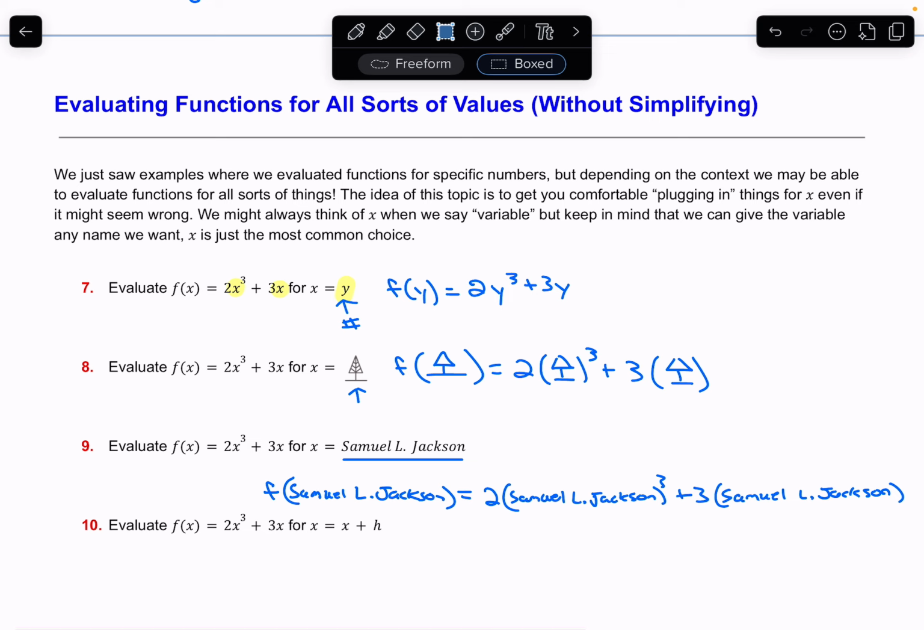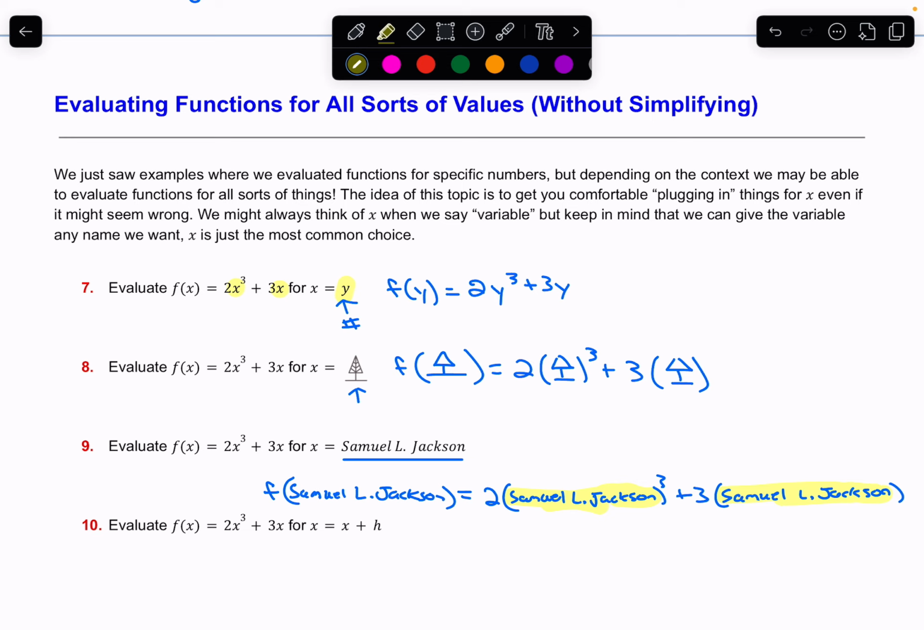Jackson. Samuel L. Jackson, I know, is a person, but you have to think of it as just a name for a variable. So we could define Samuel L. Jackson to be anything later on, and all this does is put a placeholder there, where later on if I tell you Samuel L. Jackson is equal to 59, then we just replace the name Samuel L. Jackson with the number 59.